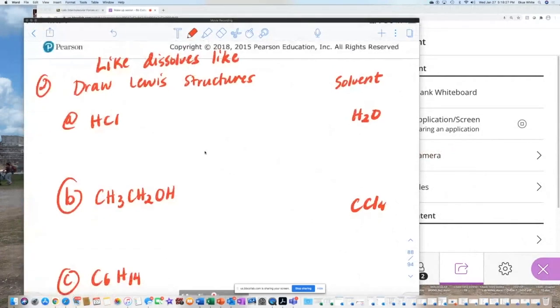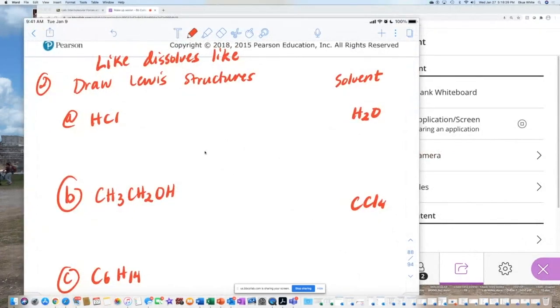So the question we're looking at is really about like dissolves like. First of all, these are our solutes, so they want us to draw the Lewis structure first. Then these are our solvents, and the question is which one goes with which? So let me start with the left side.